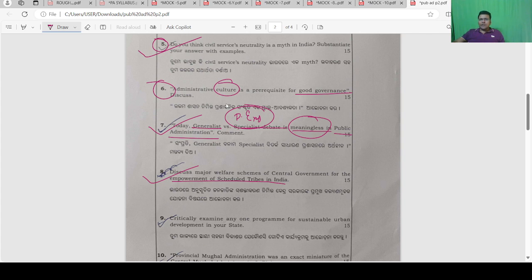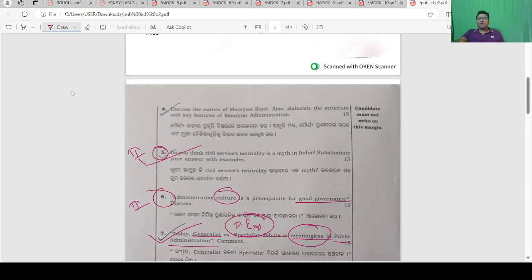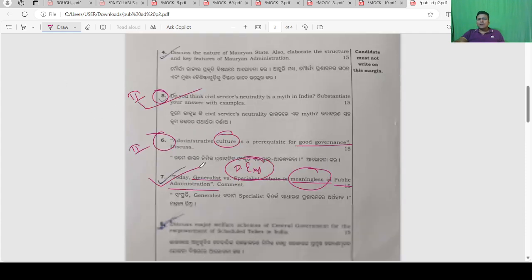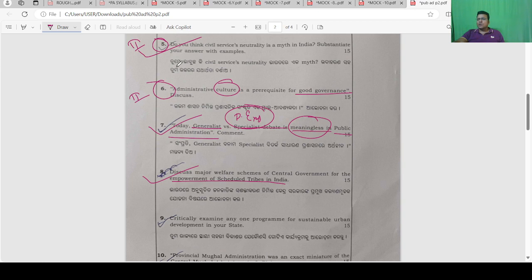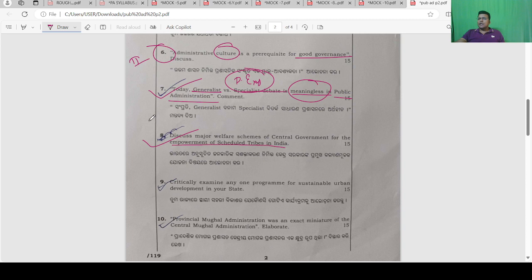And the Second ARC will come. Second ARC, which report? Fourth report. Second ARC, fourth report, Ethics in Public Administration, All India Service Conduct Rule Amendment 2014. Administrative Culture, Report 1, Report 4. Generalist Specialist, 10th report, Personnel Administration.